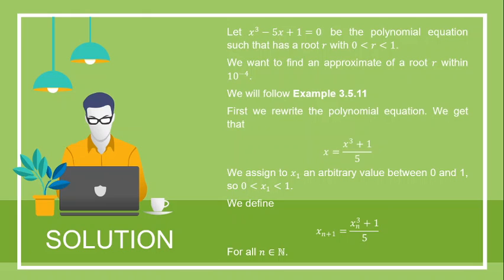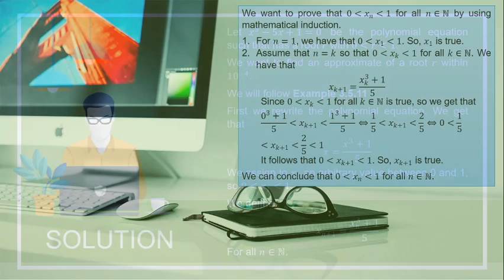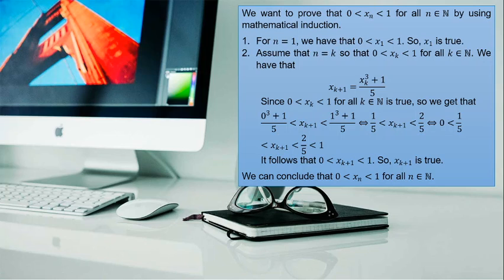We assign to x1 an arbitrary value between 0 and 1, so we get that 0 < x1 < 1. We define x_{n+1} = (x_n^3 + 1)/5 for all n element of natural number. Before that, we want to prove that 0 < x_n < 1 for all n element of natural number by using mathematical induction.